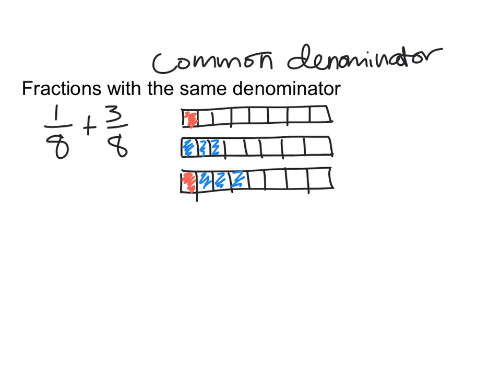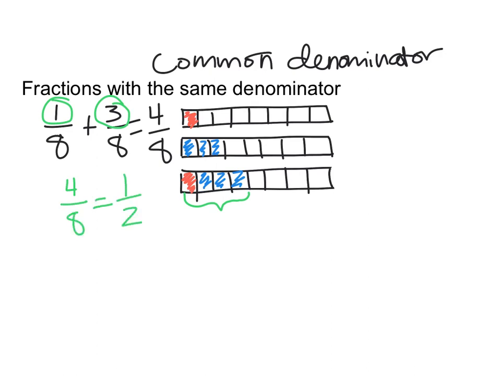We notice, not coincidentally, that this is the same as if we were adding 1 and 3 and then keeping that denominator the same. We have 1/8 plus 3/8 gives us a total of 4/8. Now we should also notice on our fraction bar that half of the pieces are filled in. We've got 4 out of 8, that's half. And 4/8 can be simplified then to 1/2.